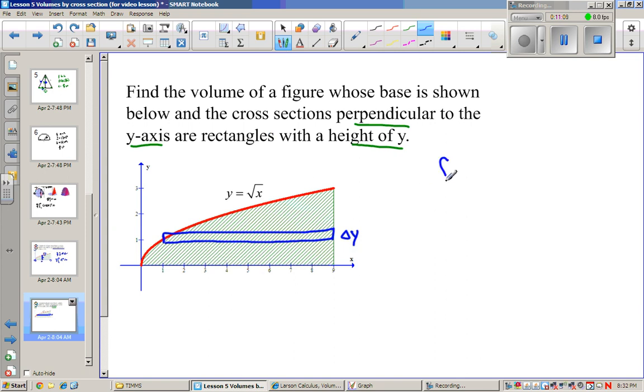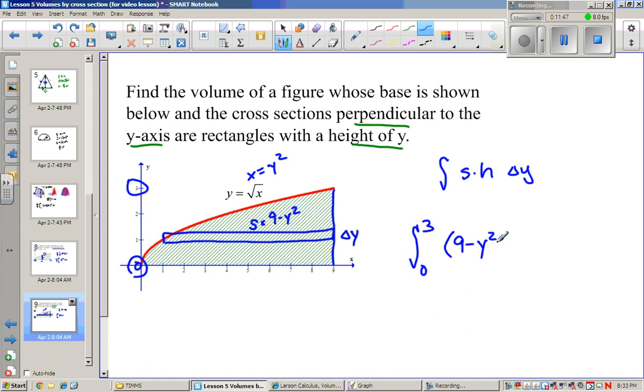So we know that for a rectangle, we're going to have our side times our height, and in this case, it's delta y. We can see that these are going to be stacked up using y values from 0 up to 3. So here we go, integral from 0 to 3. And we need to figure out the side s. To figure out the side s, this is one of those right minus left situations. So our right function is 9, and our left, we have to solve for y, which means x equals y squared. So it's going to be 9 minus y squared. And then we have to take that times the height, which is y, and then we've got dy. And we have completed this last problem.